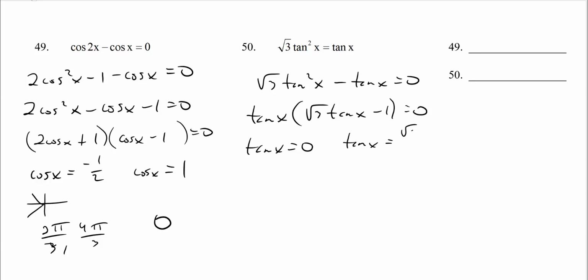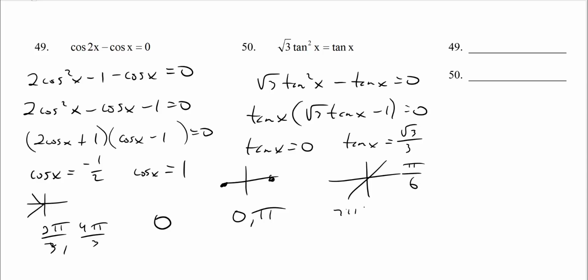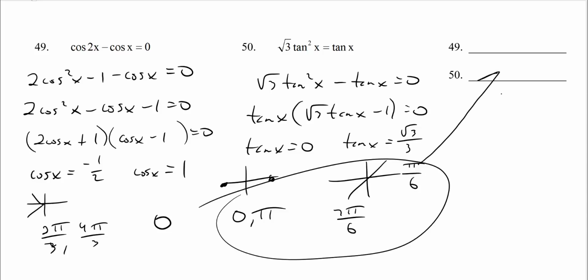So tangent of x is 0 in these two locations, 0 and pi. And that is a 30-60-90, so 30-degree reference angle, so it's pi over 6. And it's positive in these two quadrants. So this is pi over 6 here, and 7 pi over 6. So those are your answers, and those are those guys here. Okay?